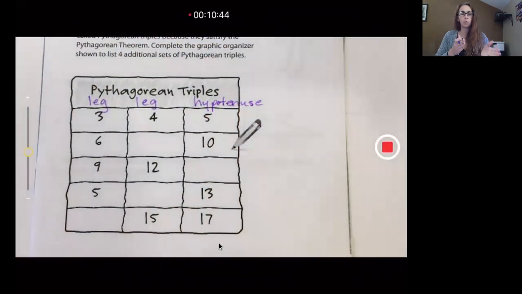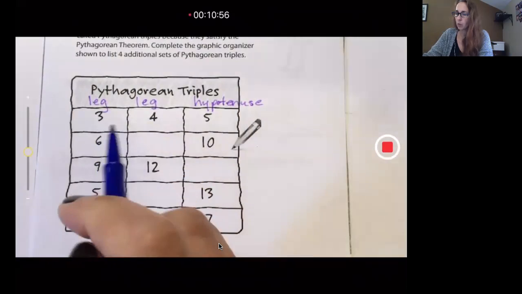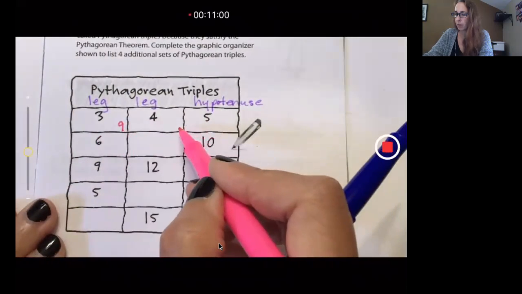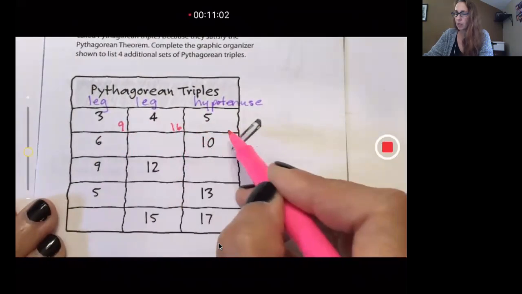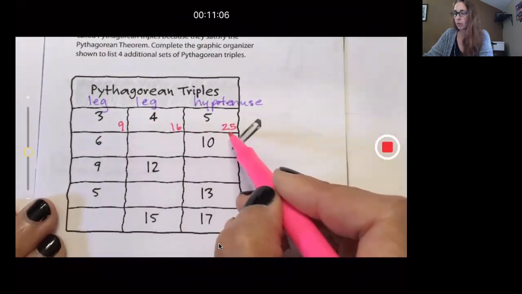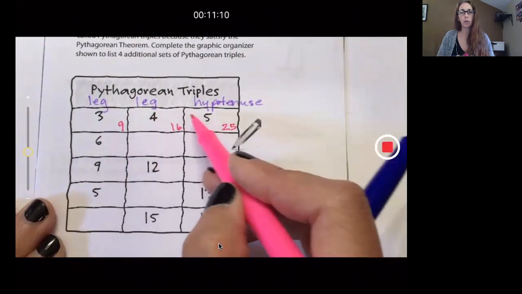And these are going to be our leg, leg, and hypotenuse. I'm not sure if it's the right direction. But we know that 3 squared, we said, was 9. 4 squared is 16, and 5 squared is 25. So 9 plus the 16 does equal the 25. 3 squared, 4 squared, 5 squared. So see if you can come up with the next one.